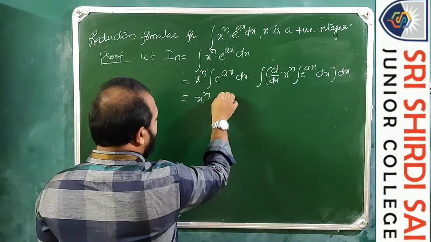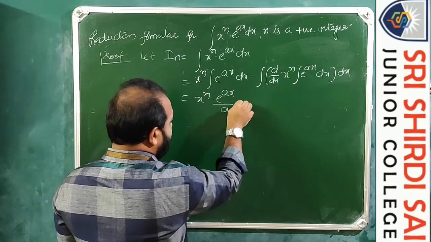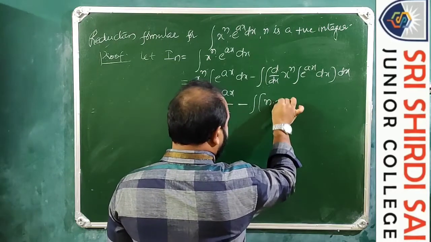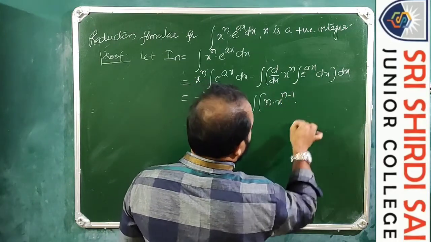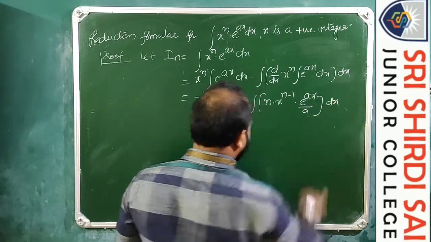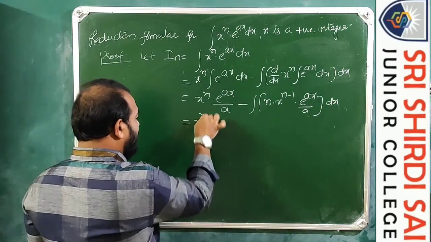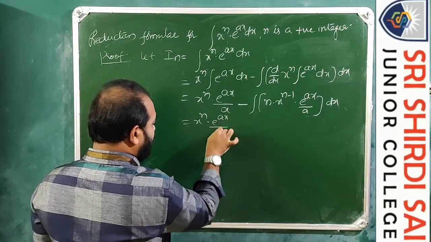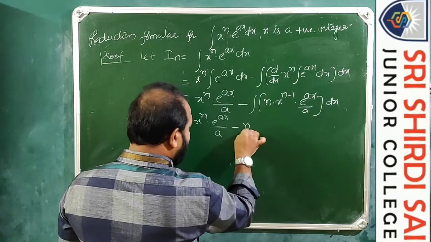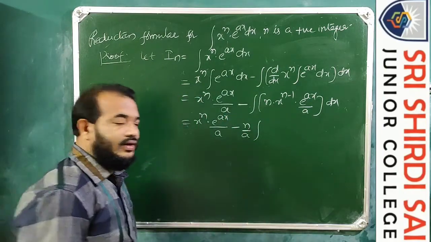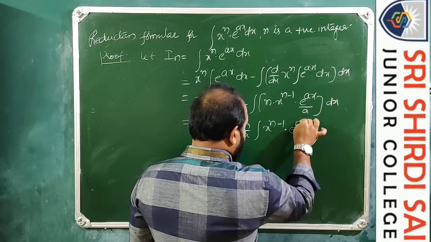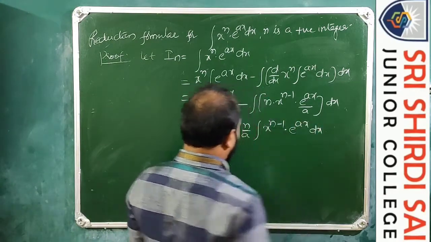x^n e^(ax)/a minus d/dx of x^n is n x^(n-1), into e^(ax)/a dx. So this is x^n e^(ax)/a minus, here n/a is a constant, let us separate it from the process of integration, the integral of x^(n-1) e^(ax) dx.